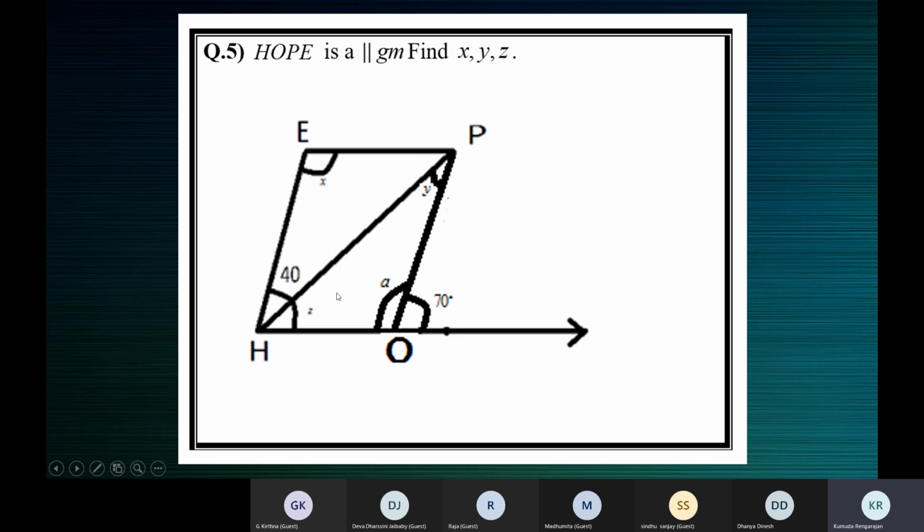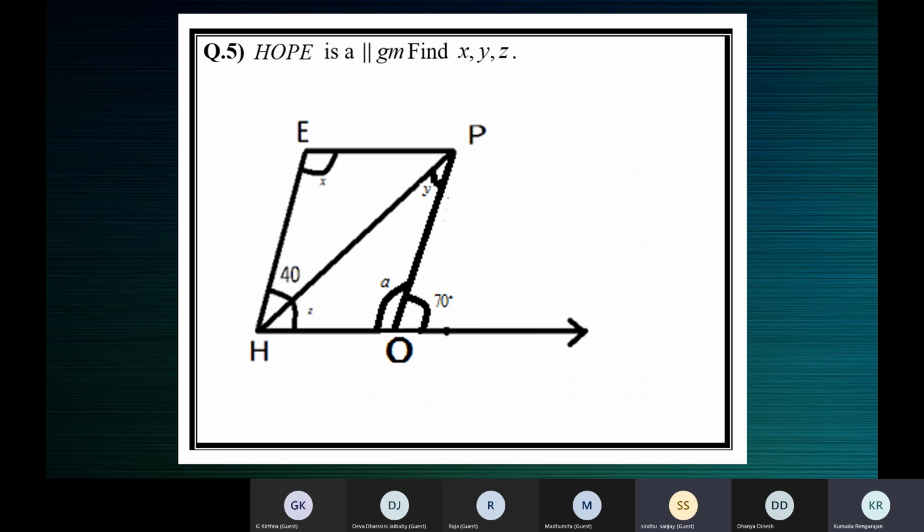Tell me, how do we find A? Ma'am, we must do 180 minus 70. Okay, before that, can we say A plus 70 is 180? Reason? Ma'am, because they are on a straight line. Correct, linear pair.